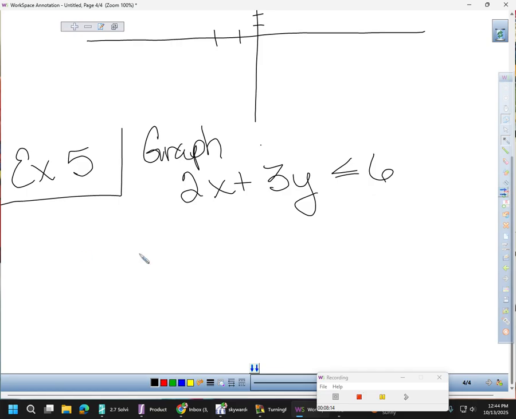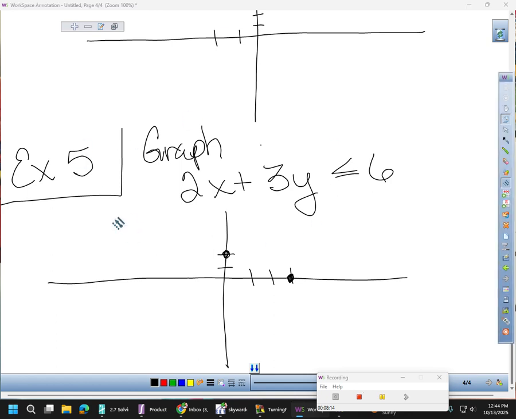So if we do this by the cover up method, I'm going to cover up my y first. This says 2x equals 6, so x is 3. I'm going to put a dot where 3 is. I'm going to cover up my x value to find out where I cross y. Crosses at 2. Is this going to be a solid or a dashed line? It has the equals underneath, so it is a solid. Exactly.